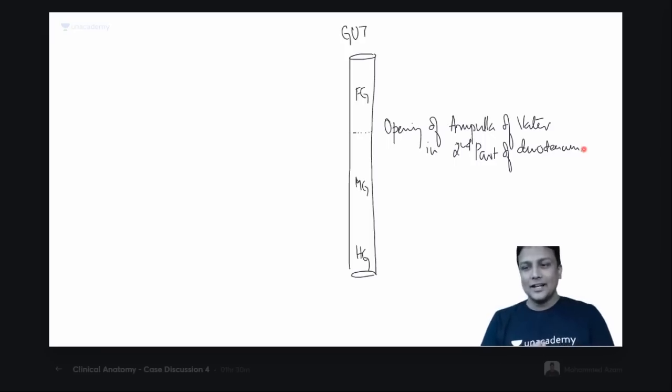Okay, chaliye. So foregut is extending up to what? Ampulla of Vater and into the second part of duodenum. And someone was asking, I think Rocket was asking me. Yes, ampulla of Vater opens in the major duodenal papilla. Major duodenal papilla. ठीक है ना.